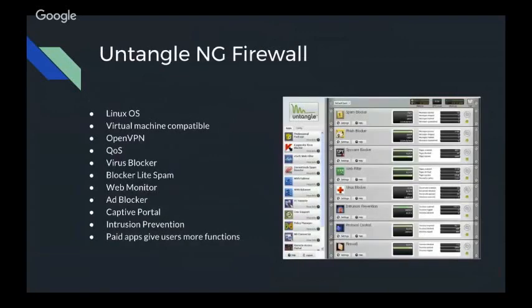Another open source firewall is Untangle NG Firewall. Its operating system is also Linux based. It's virtual machine compatible. It has OpenVPN. It has QoS. It has virus blocker, Spam Blocker Lite, which is supposed to help block spam. It has a web monitor, ad blocker, captive portal, intrusion prevention.